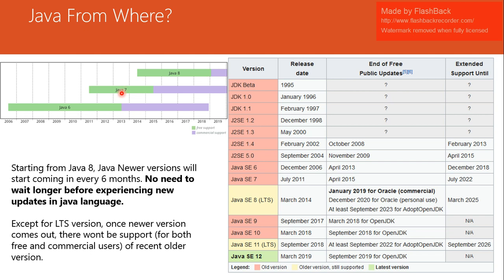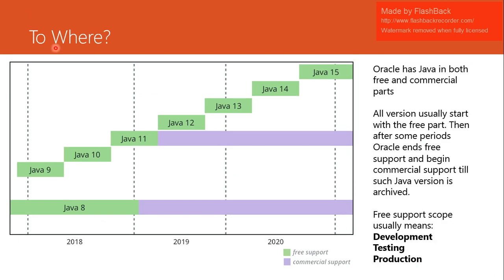As for Java 7, that's an older version, and Java 6 is also an older version, so no need of talking about older things. So let's look at Oracle now. Oracle has Java in free and commercial parts. You must have heard me say that earlier. All versions usually start with the free part. When the free one is released, all support comes in for free. You keep using it free till Oracle decides that we are no longer giving it for free.